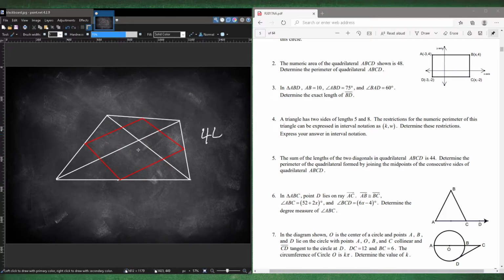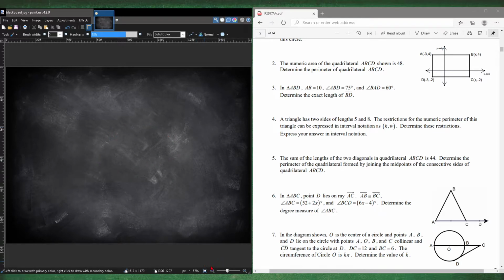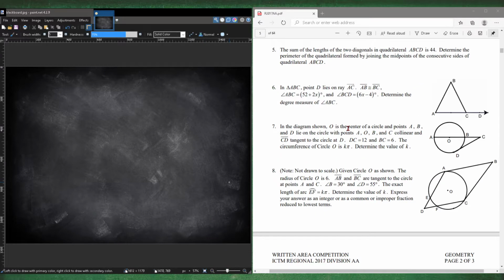So the answer for number 5 is just 44. And that's basically it. You don't really need to prove it too much, just think about it logically. Okay, now number 17.